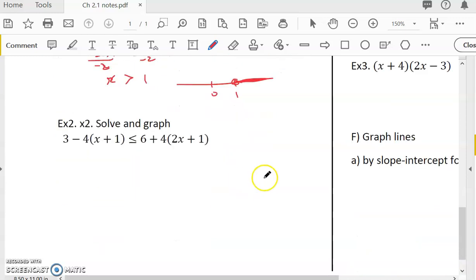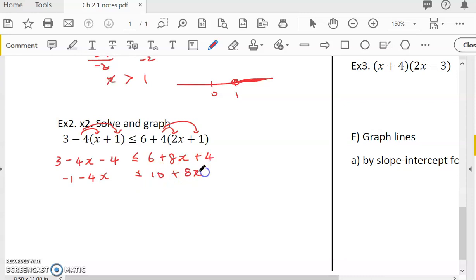The second one has some grouping symbols, so again, I would do the distributive property first. Negative 4 times x, negative 4 times 1. 4 times 2x, 4 times 1, but this is a positive. So you see how 3 stays, minus 4x, minus 4 less than or equal to 6 plus, so this also stays. Don't think of adding them. 8x plus 4. Okay, so combine like terms: 3 minus 4 is negative 1, minus 4x less than or equal to 6 plus 4 is 10, 10 plus 8x.